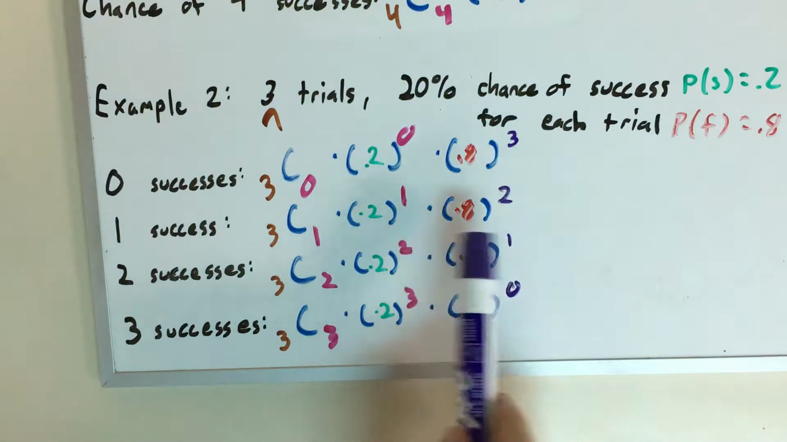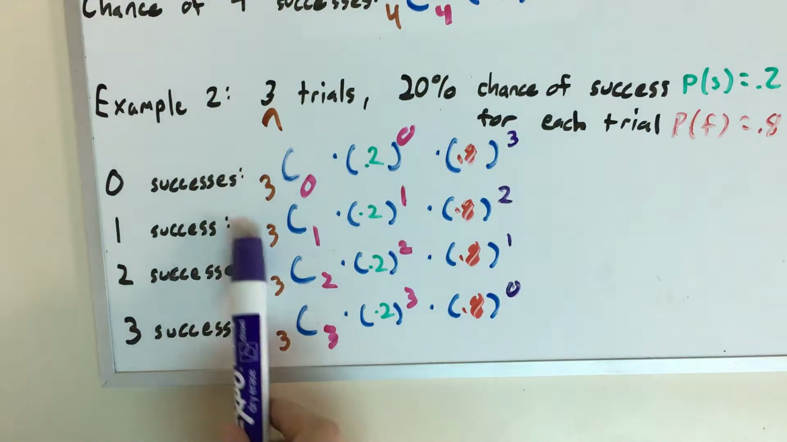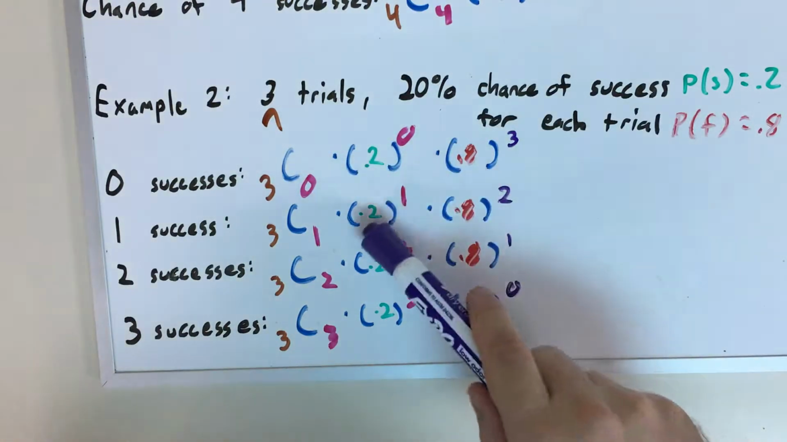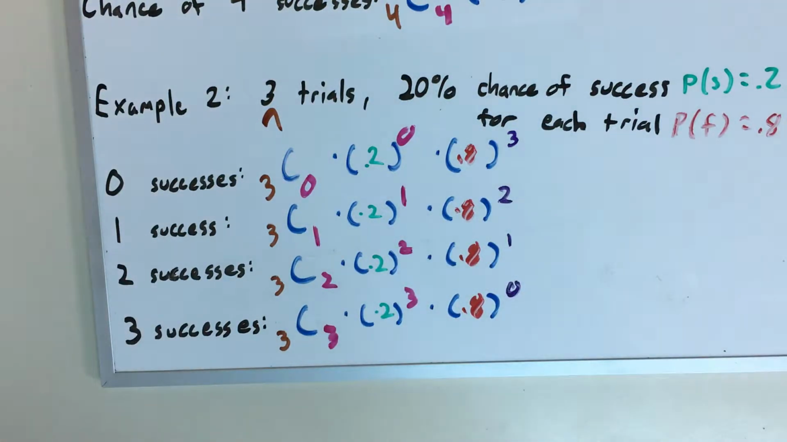Yes, yes, yes, and yes. Our exponents every time add up to the number of trials, the number of times we're repeating the experiment, and then our probabilities, 0.2 and 0.8, each pair adds up to 1. So this is good. This is where we want to be. So let's go ahead and use this formula these 4 times and figure all this out.